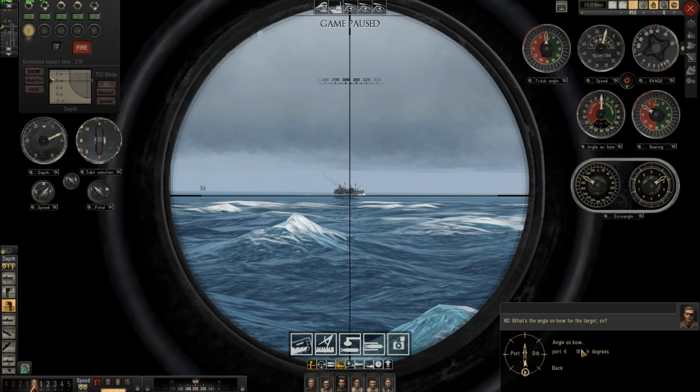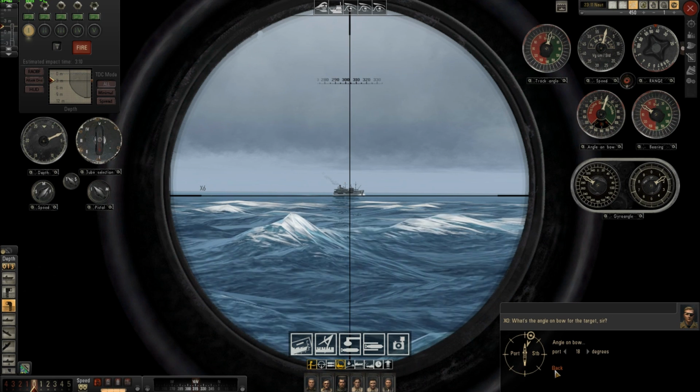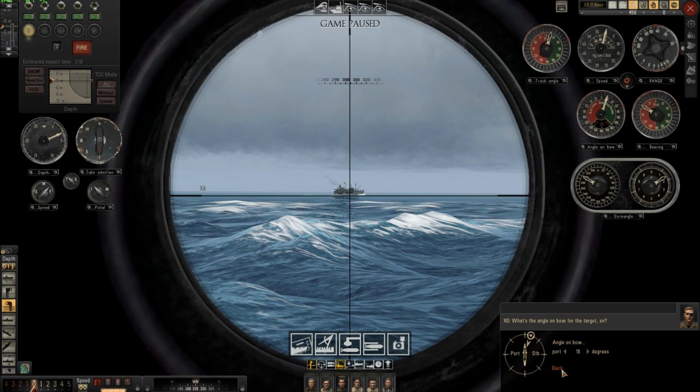I told you I don't pause the game when I play, but I do that here because I lose a lot of time doing my explanations. Okay, back to angle on bow. It's good, 80 degrees, perfect.